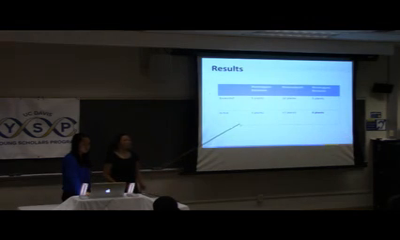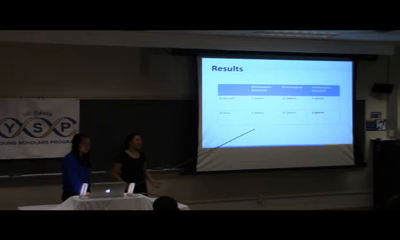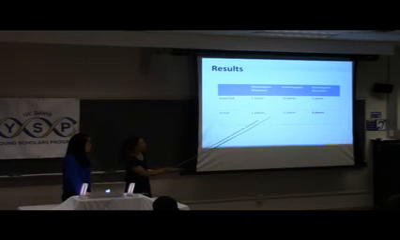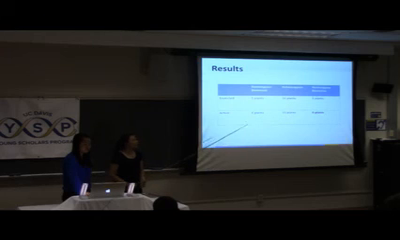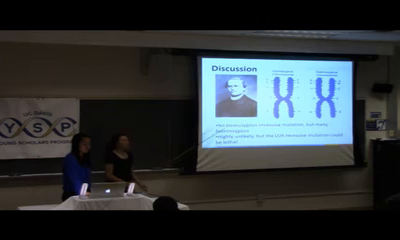So our expected results, based on the Mendelian ratio of 1 to 2 to 1, we should expect to see 5 plants that are homozygous dominant, 10 that are heterozygous, and 5 that are homozygous recessive. However, in my experiment, we had 5 homozygous dominant plants, 15 heterozygous plants, and 0 homozygous recessive plants. So this does not match the Mendelian ratio, and we believe that there are possibly 2 reasons for this.